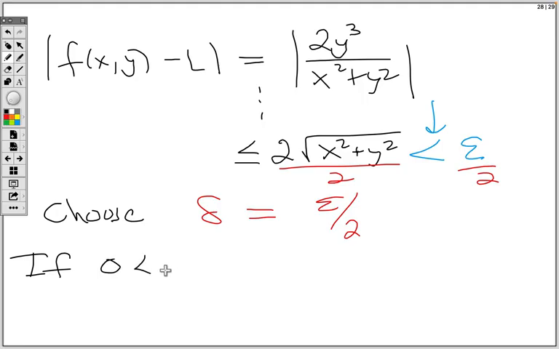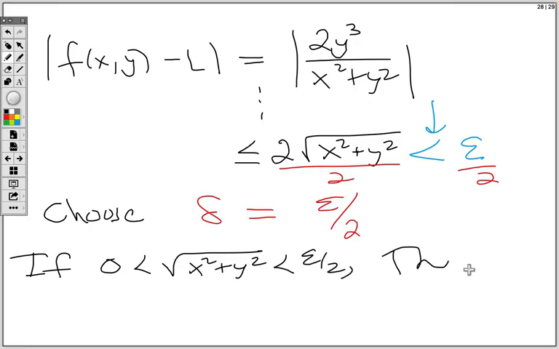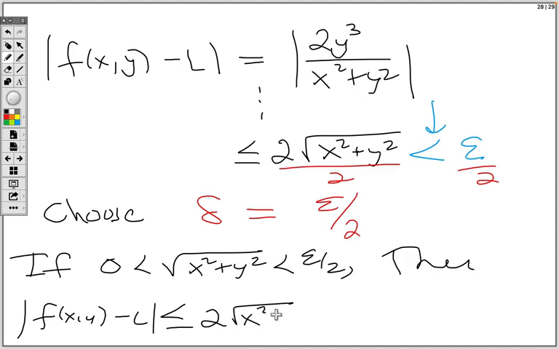And if 0 is less than the absolute value of x squared plus y squared is less than epsilon over 2, then the absolute value of f of xy minus L, which is less than or equal to 2 times this, will be less than 2 times epsilon over 2, which is equal to epsilon.